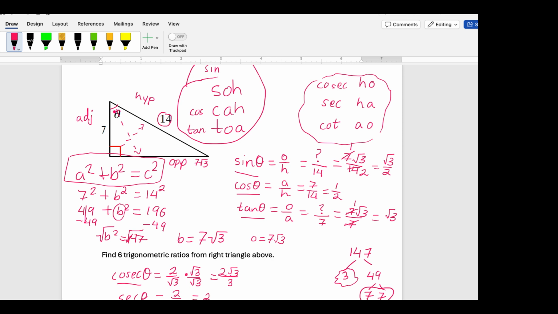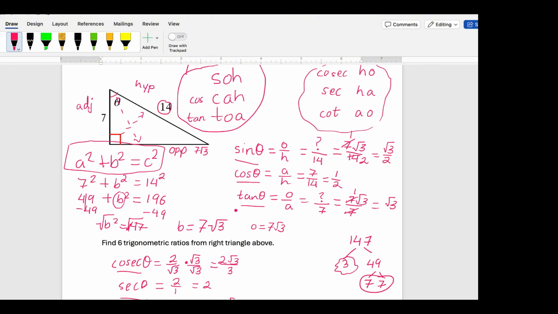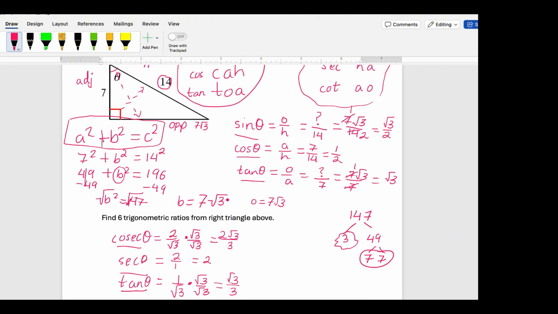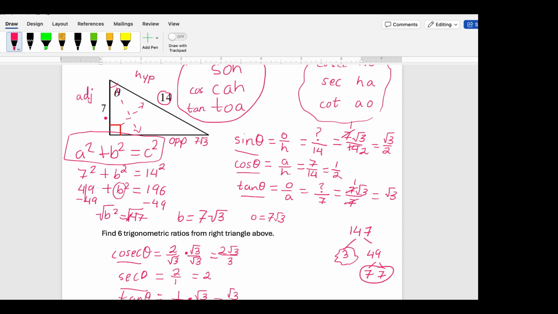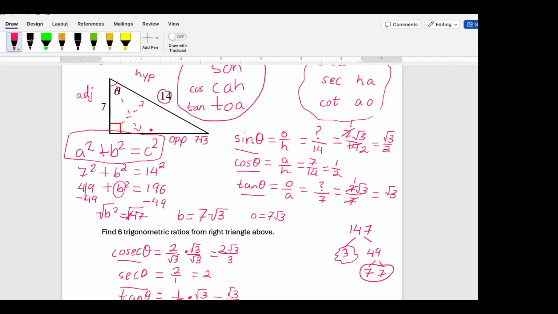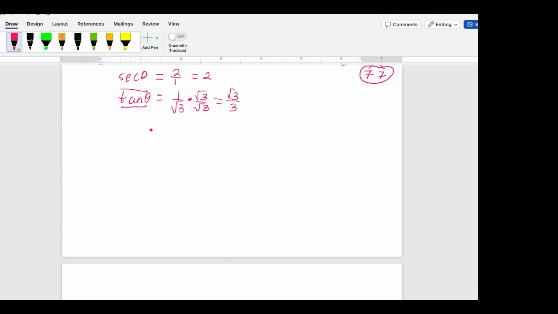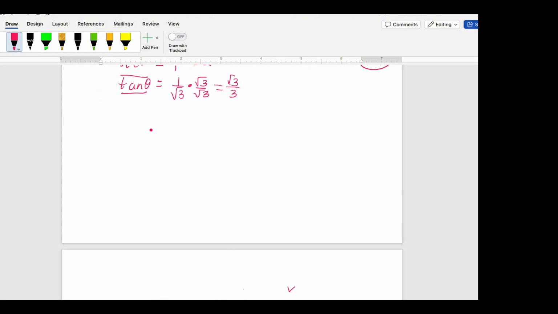Now to find this angle, we may use any of those 6 trig ratios. Okay, and we already found all 6. We just need one. Okay, so we can choose whichever we like. In this case, I can use sine theta, cosine theta, or tangent theta to find the values. So let's go ahead and find that angle.